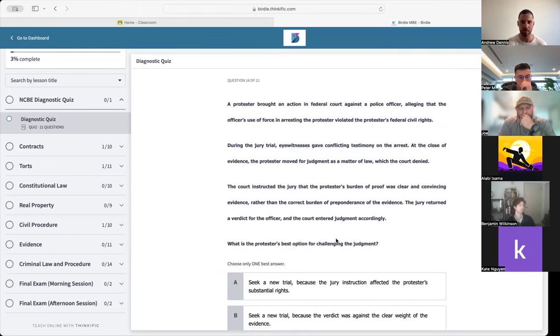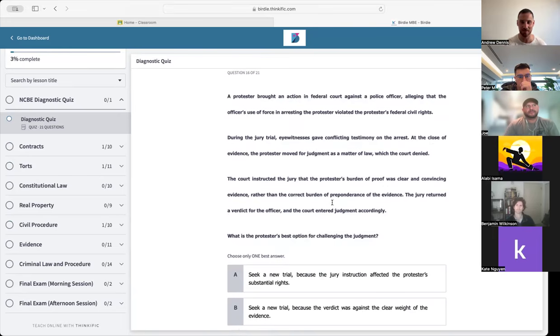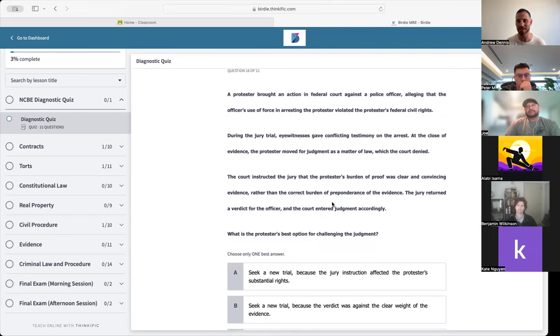Okay, so a protester brought an action in federal court against a police officer alleging that, by the way, are these the same questions now? Are these the same questions? All right, let me know. Yeah, they're the same. They must have just changed that one question. I don't know why. I feel like that question was proper, that it was a unilateral partition, but I don't know. Maybe there's something they didn't like about it.